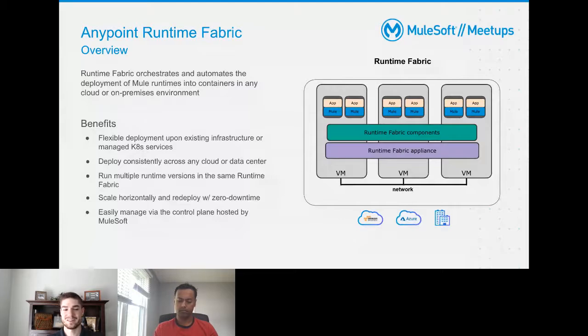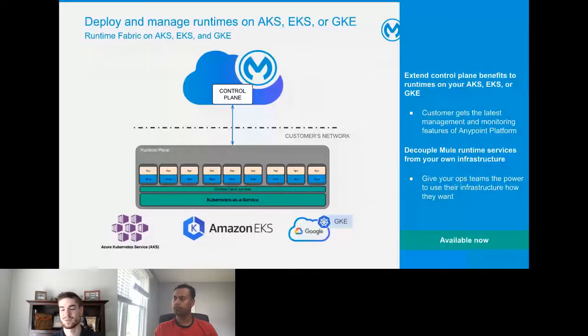So MuleSoft is aware that customers are standardizing on Kubernetes as the key container orchestration platform for their application workloads. So what Runtime Fabric does is it allows you to own and manage your own runtime plane while the control plane still lives in MuleSoft Cloud. So you're not losing any of those benefits there.